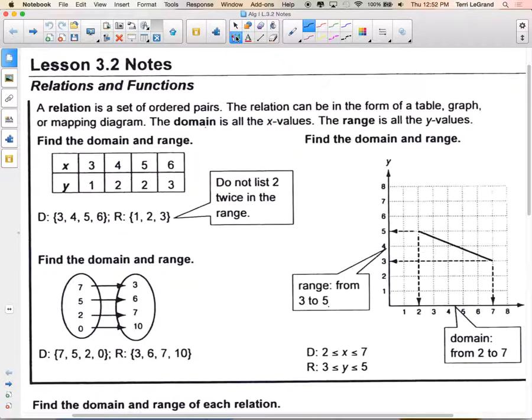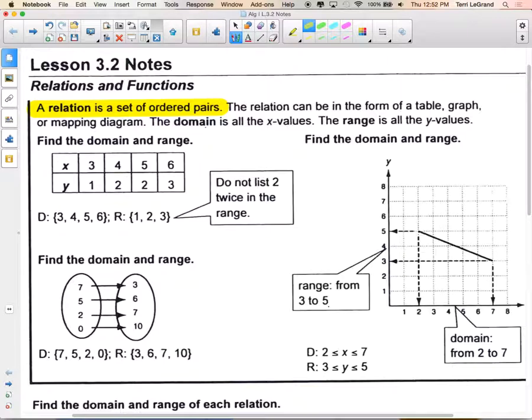Okay. So what we're going to do is pay really close attention to the top here, where there are some vocabulary words that we need to make sure we understand. A relation, what is a relation? It is any set of ordered pairs. A relation is a set of ordered pairs. The relation can be given as a set of ordered pairs, or it can also be given as a table, as a graph, as a mapping diagram, and we're going to talk about all 3 of those.